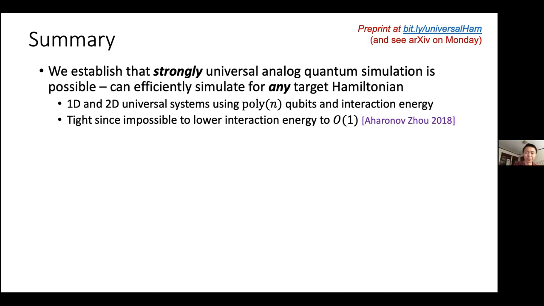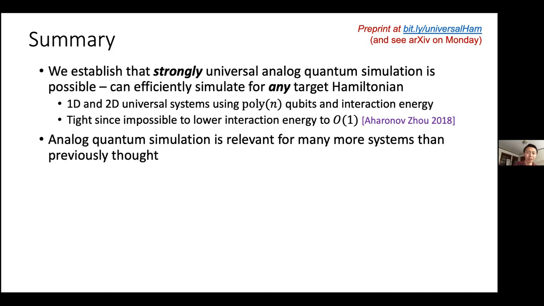And we believe that this result is basically tight because of the impossibility result that we had earlier, which shows that it's impossible to lower the interaction energy to a constant. And this basically implies that analog quantum simulation is relevant for many more systems than maybe what was previously thought.